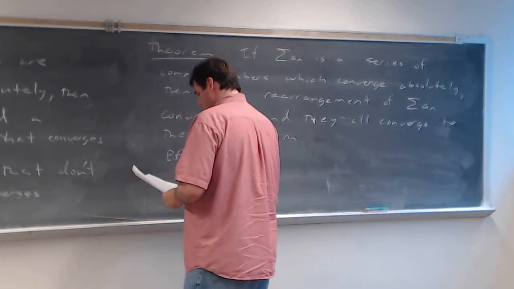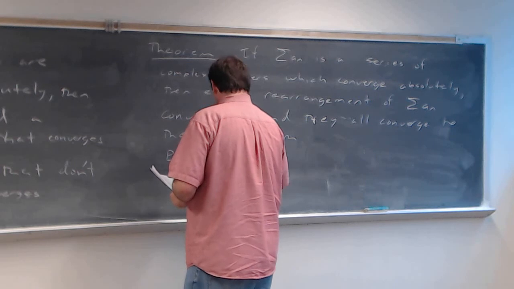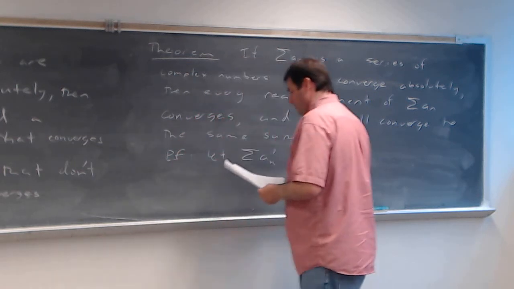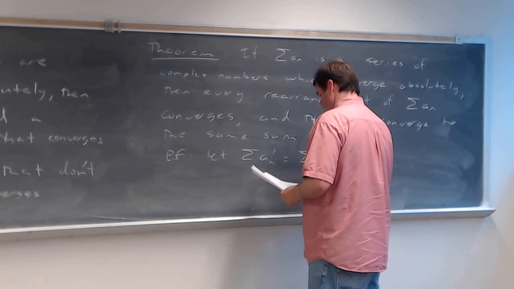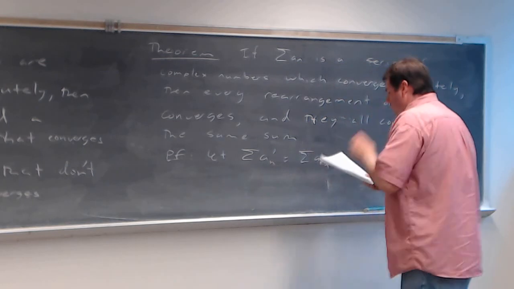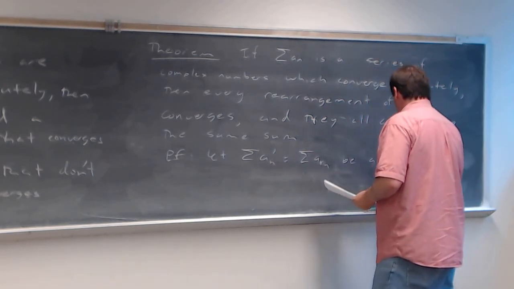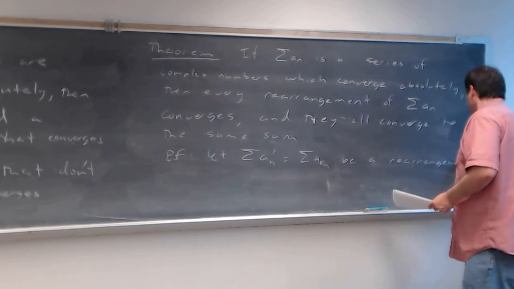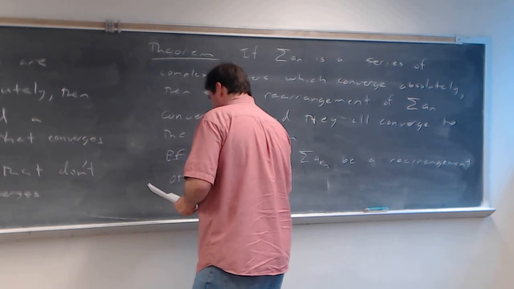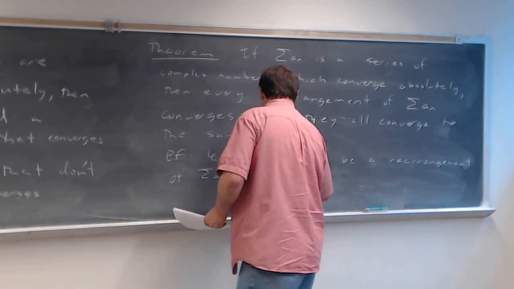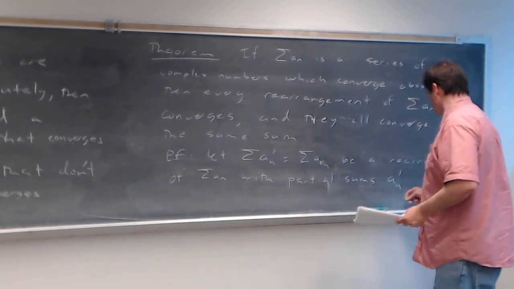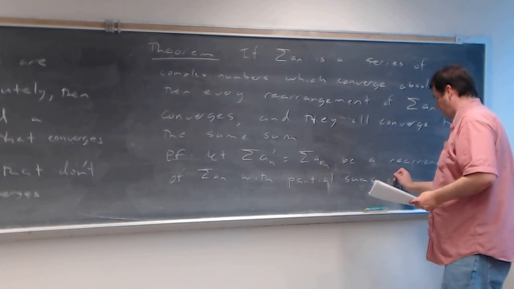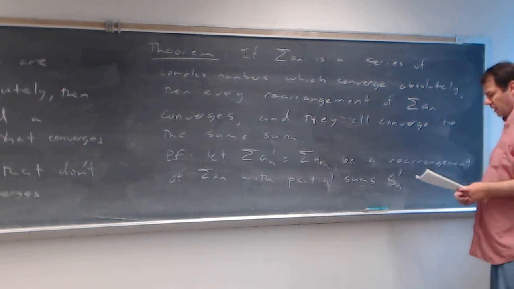Here's the proof. Let the sum of a sub k sub n, which we can rewrite as the sum of a sub n prime, be a rearrangement of the sum of a sub n's with partial sums, I'm sorry, s sub n prime is what we can call it.